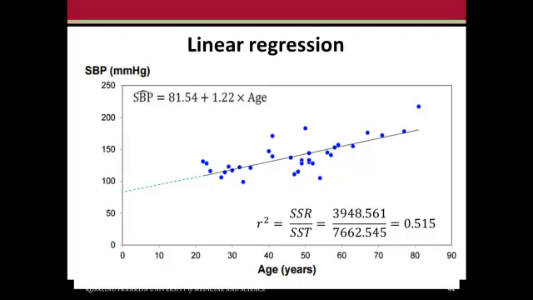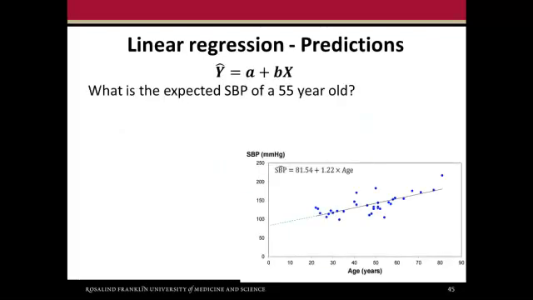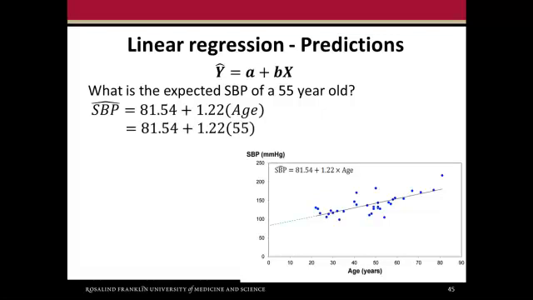So what can we do with a linear regression? Well, one of the things we can do is make predictions. If we wanted to know what the expected systolic blood pressure would be of a 55-year-old, we can use the equation that we have. So this is our equation. We just plug in age, so that's 55, do our calculation, and we would expect that the systolic blood pressure would be 148.64. So we're just plugging in values.